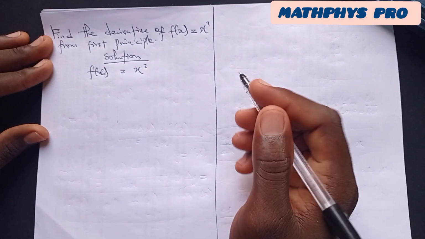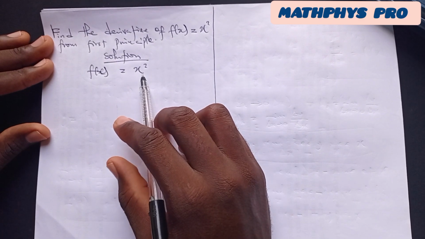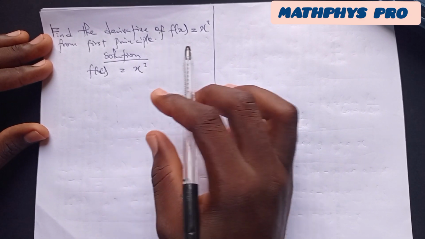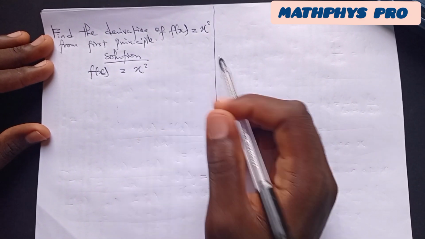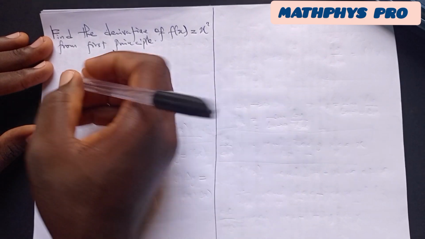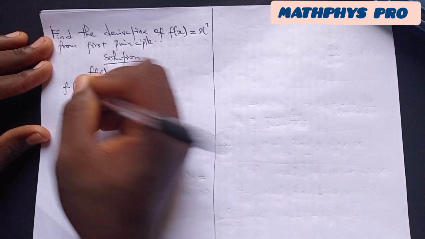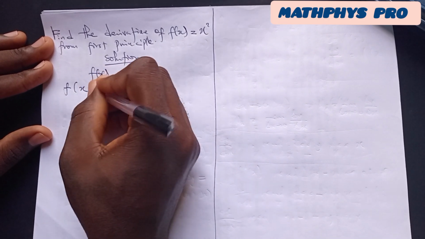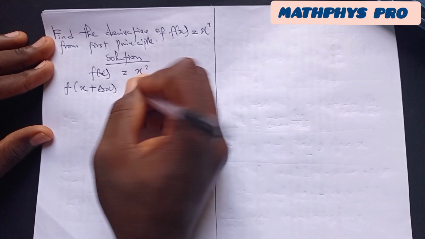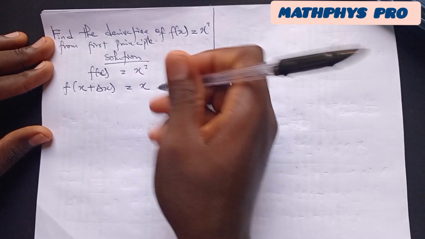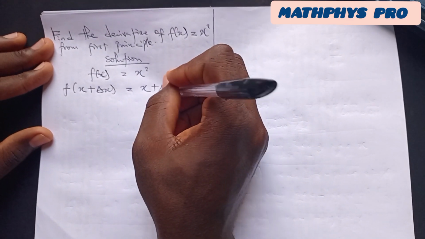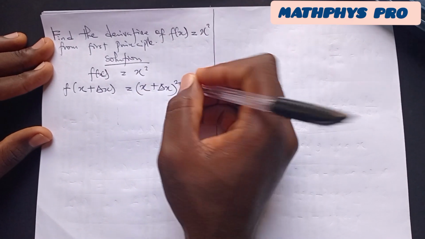So now, what you will do, wherever you see x, you put plus change in x. So we have f of x, there's x here, so add plus change in x equals x, there's x here, so put plus change in x. Remember the square.